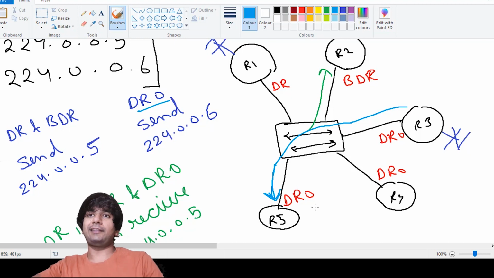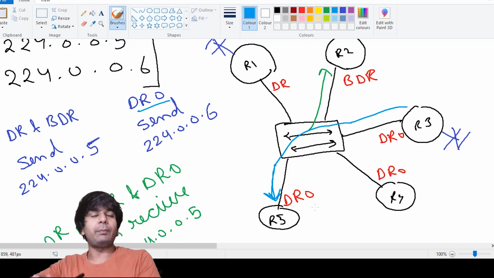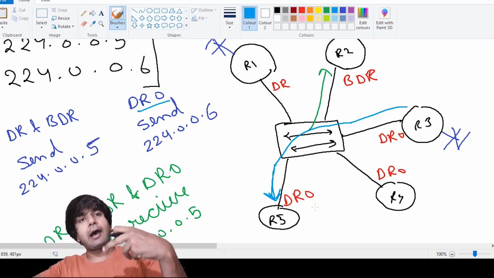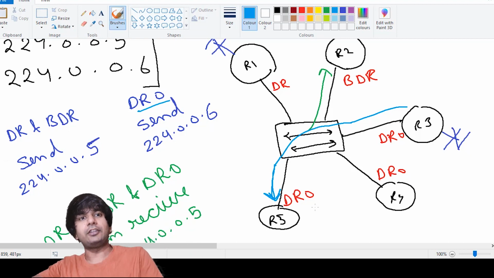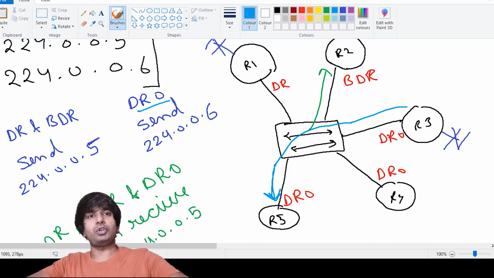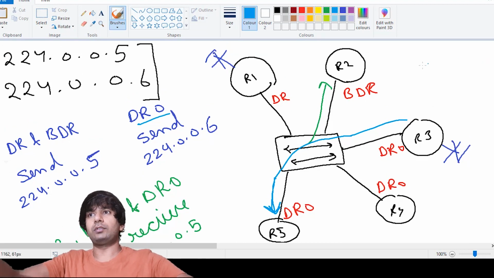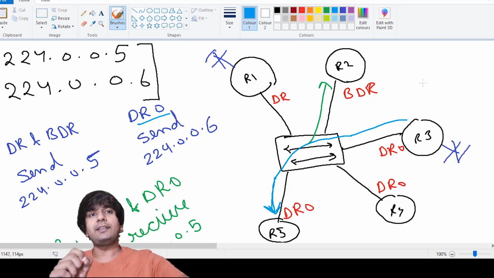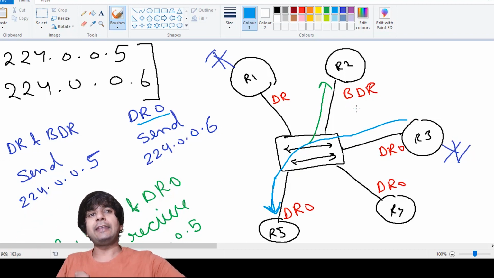This is the concept, and this is the reason why we have two addresses. This concept helps us reduce the processing overhead in the entire broadcast domain. Why and how, I will not discuss at this point of time, but I just wanted to show you when OSPF will use dot 5 and when it will use dot 6. Now my another question, for example, this was about update packets, but guys, tell me one thing.